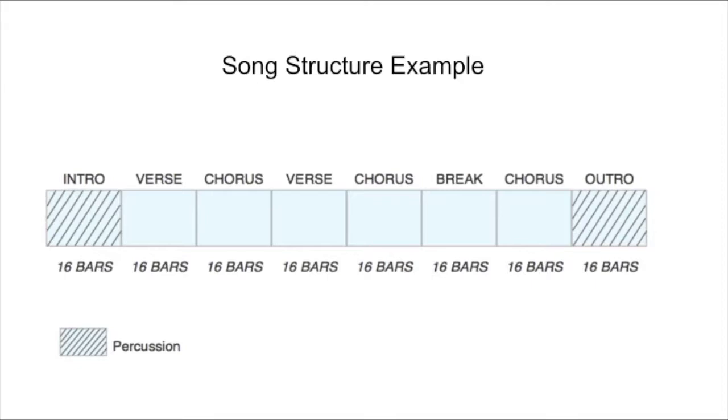So first, the example of a song structure. This is something very basic, very clean, laid out. You have the intro at the beginning, 16 bars, and I'll explain what those are in the next section. Then the verse, the chorus, another verse, another chorus, then a break, then a chorus, and then an outro. 16 bars each. Pretty simple. Don't worry about the percussion detail down there at the bottom.